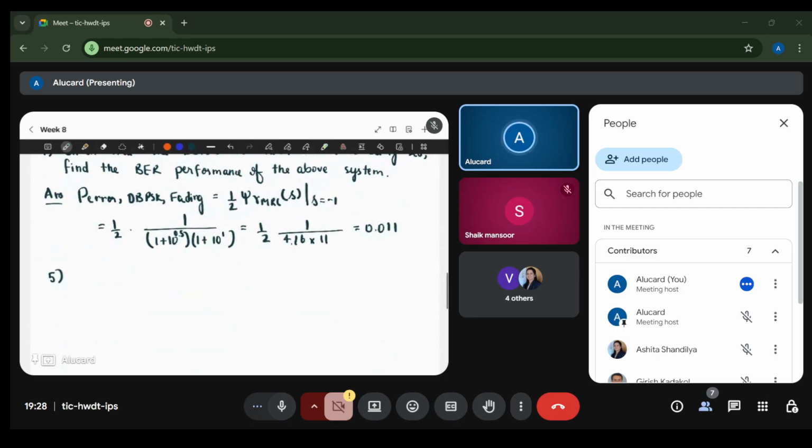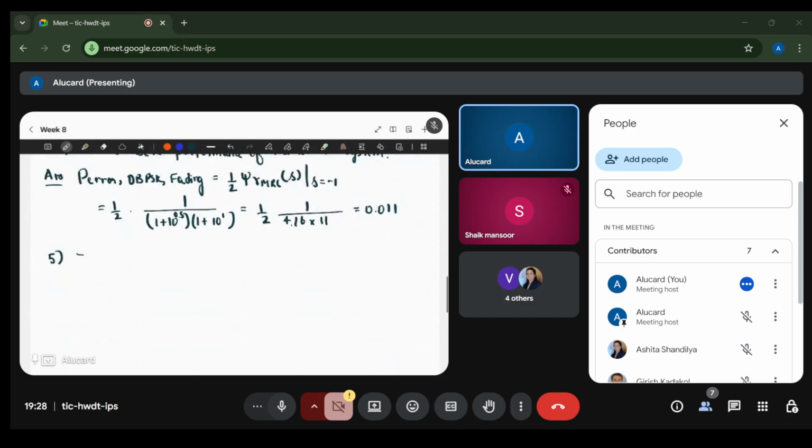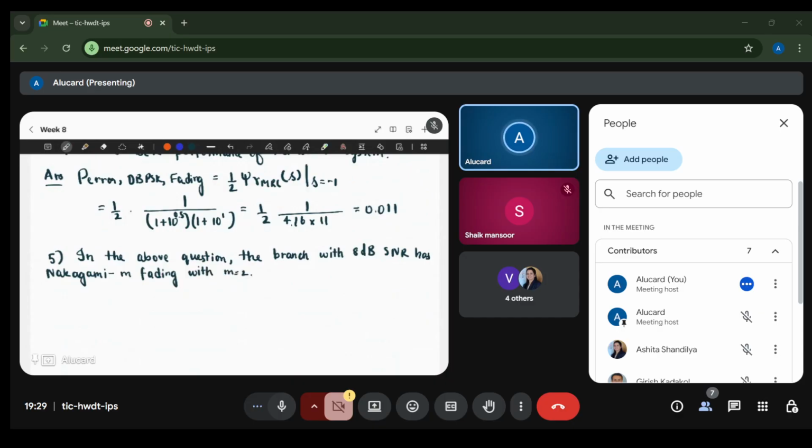Question number 5. In the above question, the branch with 8 dB SNR has Nakagami-m fading instead of Rayleigh fading, with m equal to 2. Find the new BER.